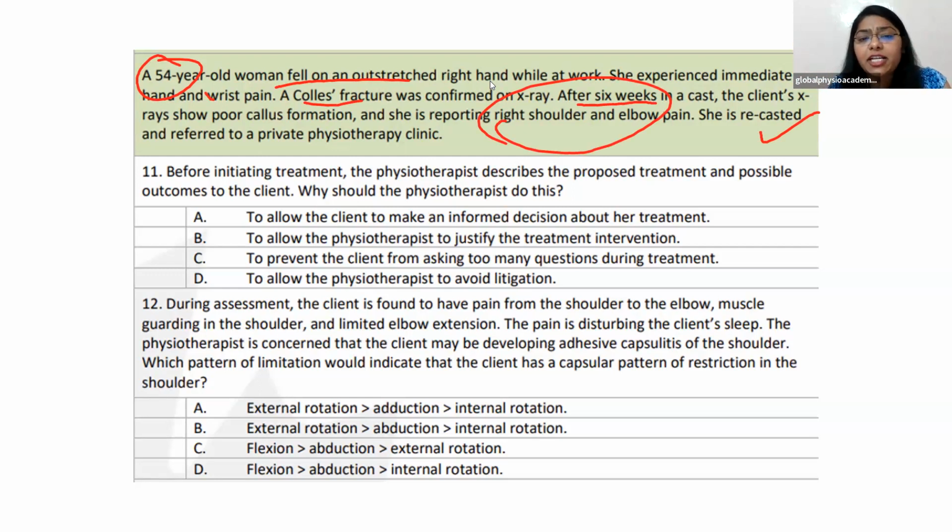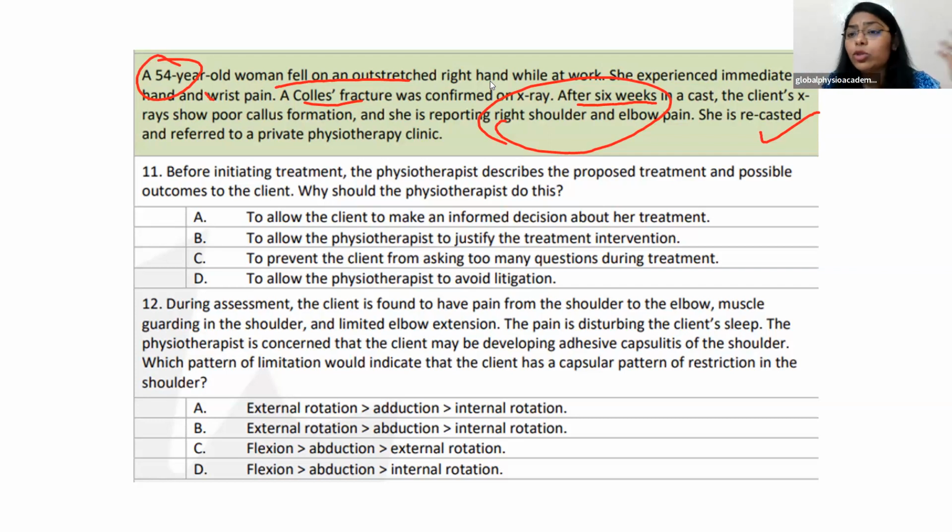The first question is: before initiating the treatment, the physiotherapist describes the proposed treatment and possible outcome to the client. This is an ethics question. If a patient comes to me, it is my duty to explain: hi, my name is Mamta Kansara, I am here to treat you for your pulley fracture. Your physician referred you for physiotherapy, and physiotherapy helps you improve the range, improve the mobility, and prevent contracture. I give the idea of what I am going to do and the benefit. For achieving my goal, I am giving you some range of motion exercises, some stretching exercises, and some functional movement. Now it is the client's duty to decide whether they are okay with me or not.